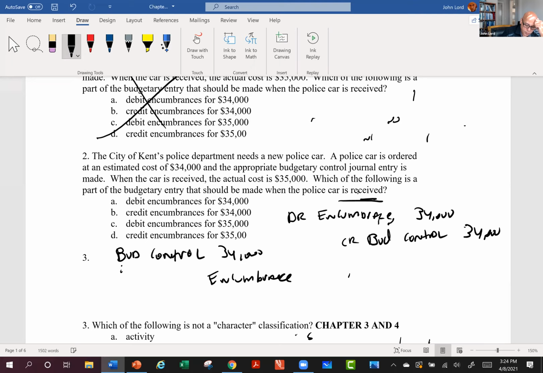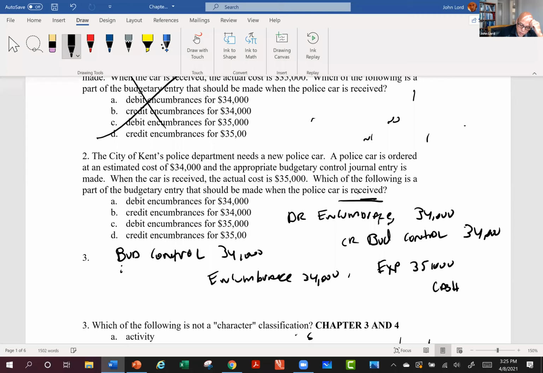And then what did you want to do? Debit expenditure for $35,000 and credit cash for when you actually pay for it? Would that be that journal entry? Yep. Debit expenditure, $35,000, credit cash, right?